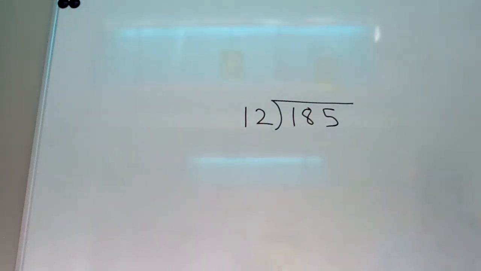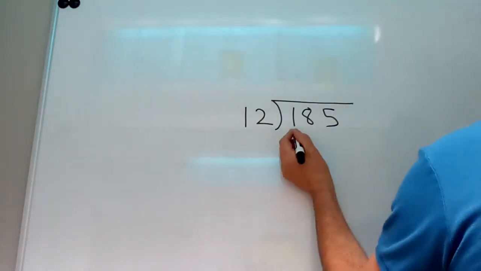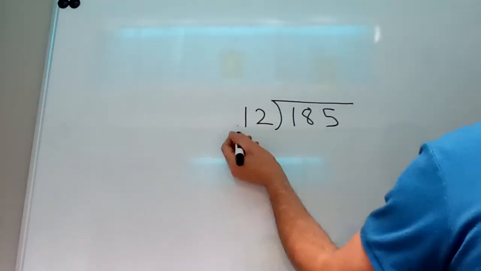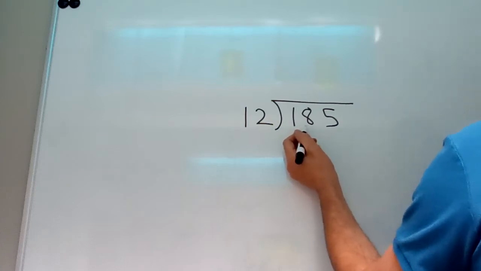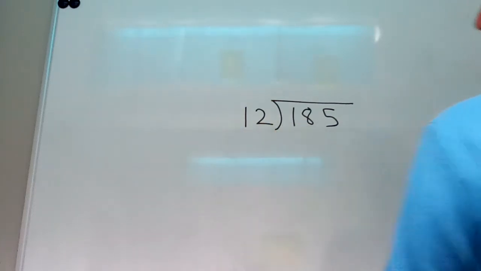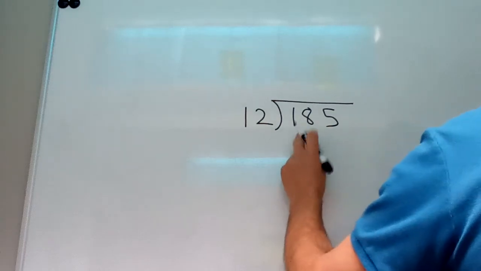So the first thing you do, you've got 12 here. Will 12 go into 1? No, 12 will not go into 1. Will 12 go into 18? Yes, 12 will go into 18. How many times? Well, that's pretty easy to figure out. 12 will go into 18 one time. If you went 2 times, you would be much bigger than 18. It would be too big.